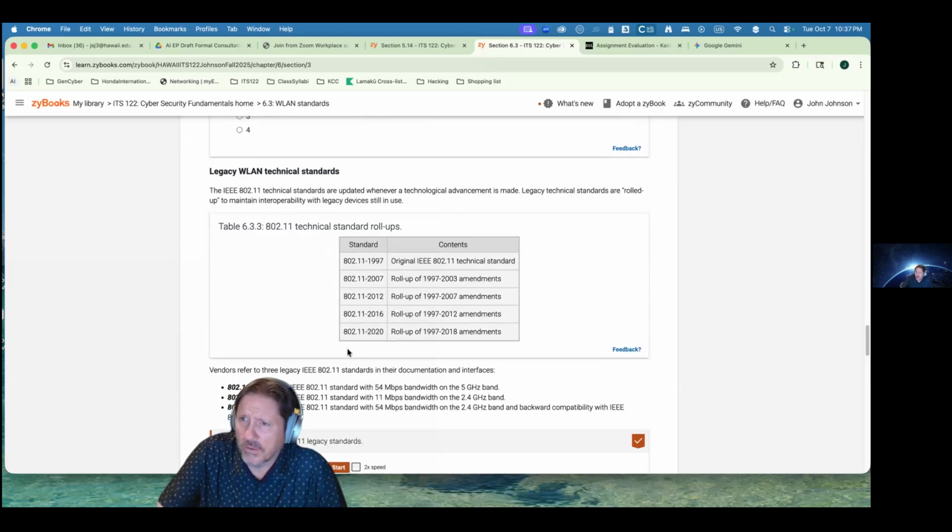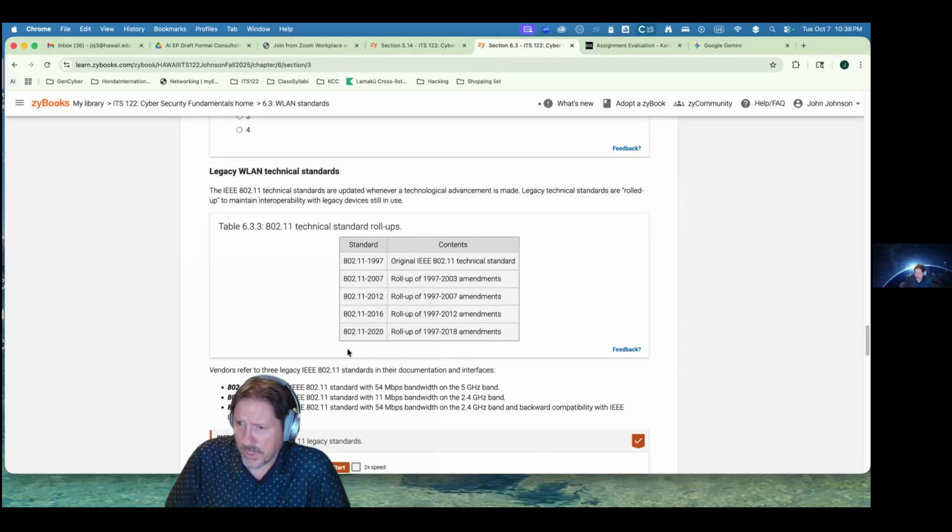Then we have our legacy WLAN technical standards, which I alluded to earlier. If you look at standards, they're all marked with 802.11 and then the year that they were enacted. So we've got the 802.11 1997, the original 802.11 technical standard. And then they do additions. They roll up, as I mentioned above, to maintain interoperability with legacy devices still in use. So you always want to be backwards compatible. So we've got 802.11 2007, 2012, 2016, 2020.